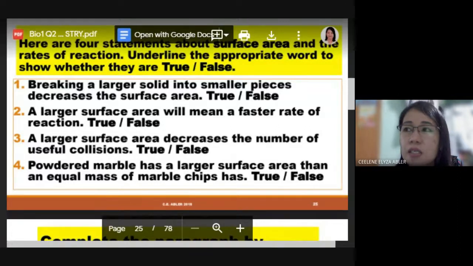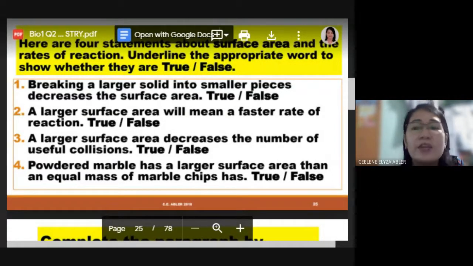So, they are just a few nanometers or micrometers, that's how small or large they are. It's because they rely on the surface area, which is where your enzymes actually work. Okay? So we have here 4 statements about the surface area and the rates of reaction. If you have already read your module 2, you will be able to answer this right away.